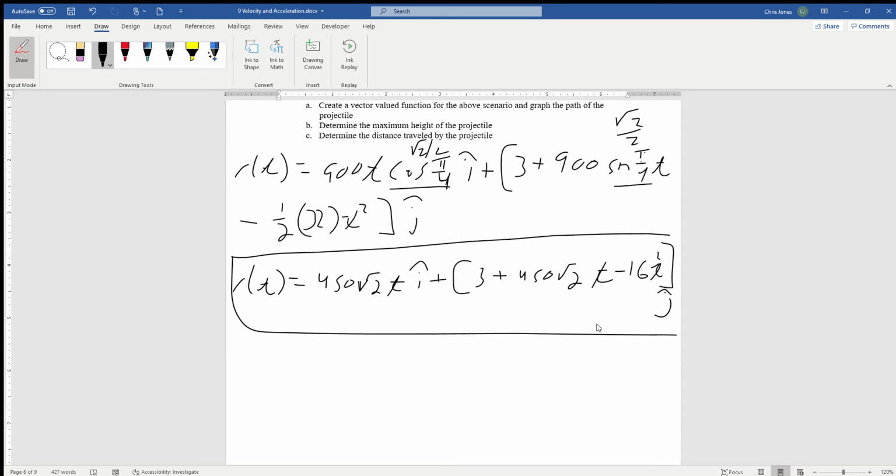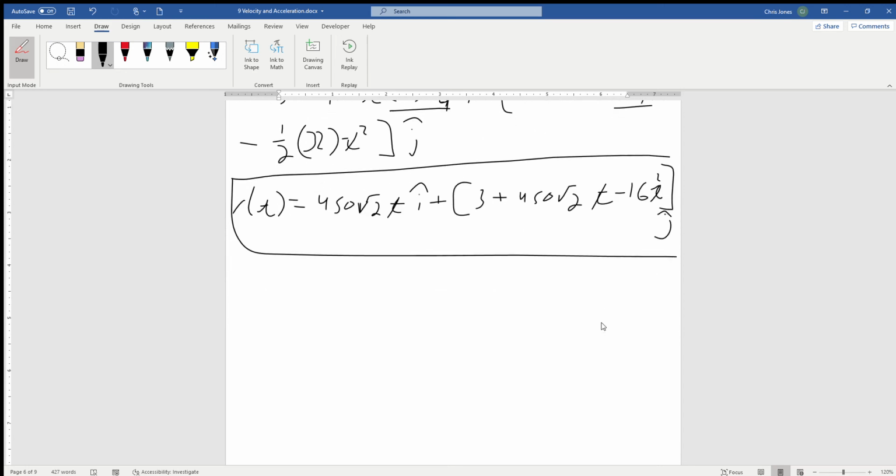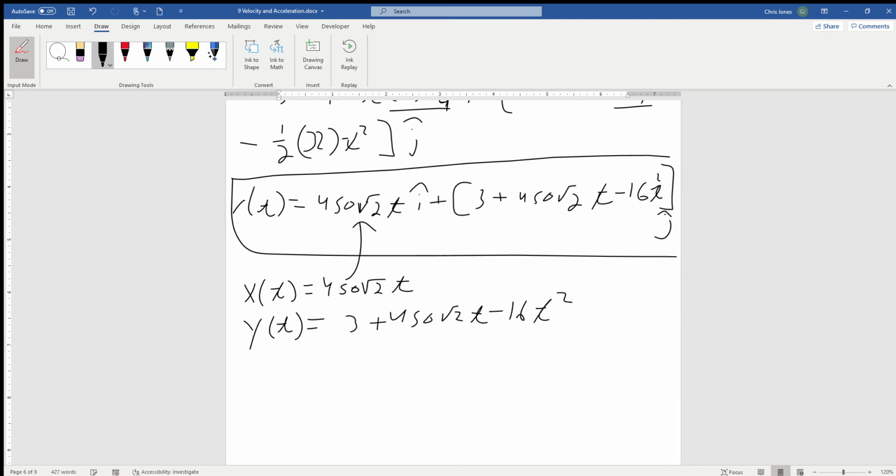All right. And it might be worthwhile to note that this 450 root 2t tells us the x position after time t. So let's define x of t to be 450 root 2t, and let's define y of t to be equal to 3 plus 450 root 2t minus 16t squared. Right? And again, that's just because that's the coefficient of the j.